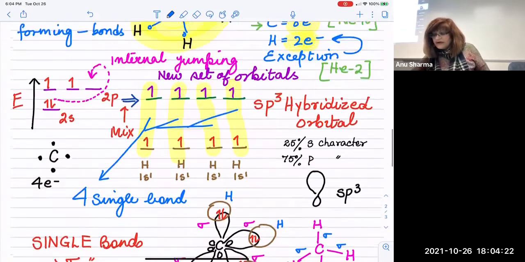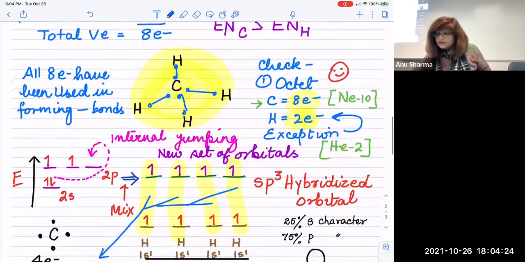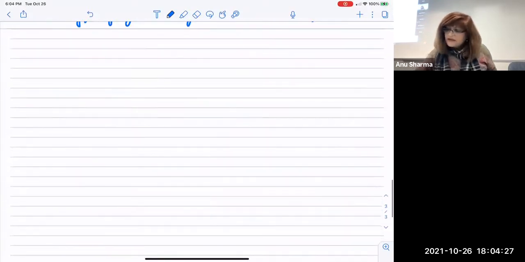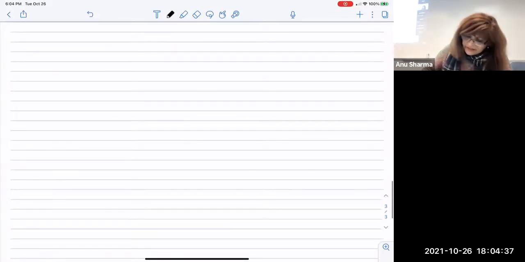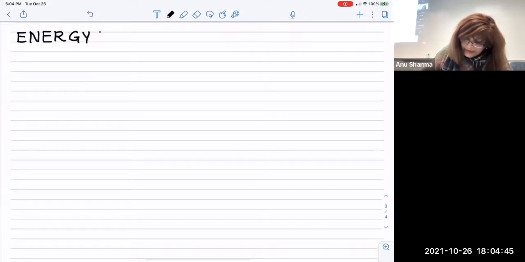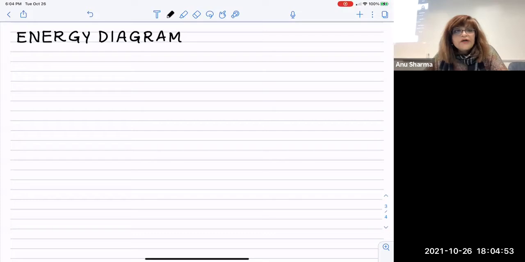Okay, so this is one example of situations where S and P are involved in carbon, and now a new thing is opened up. What is that? Now look at all these energy diagrams, because once you see the energy diagrams, a lot of things are going to become clear to you. So here is the energy diagram, and now we understand what is happening with the carbon. Now we can extrapolate and see what would happen in phosphorus, chlorine, bromine, iodine, and so forth.